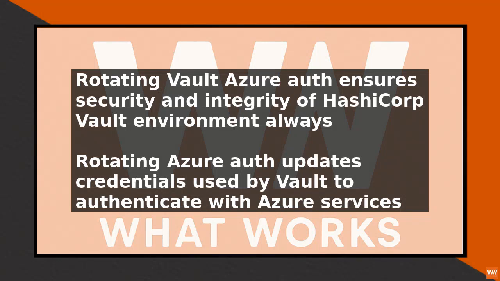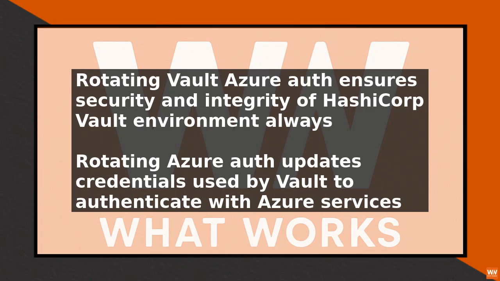Rotating Vault Azure Auth is a critical process that ensures the security and integrity of your HashiCorp Vault environment. This guide will walk you through the steps to rotate your Vault Azure Auth. First, understand what rotating Vault Azure Auth means. Rotating Azure Auth involves updating the credentials used by Vault to authenticate with Azure, such as client IDs and client secrets. This is essential to maintain security and comply with organizational policies.